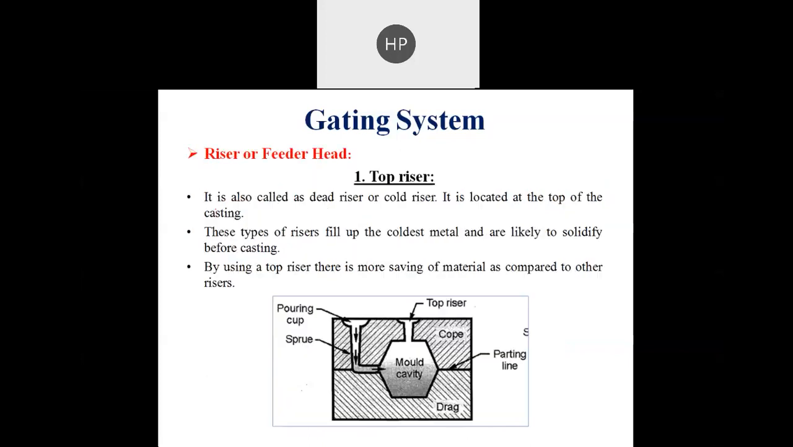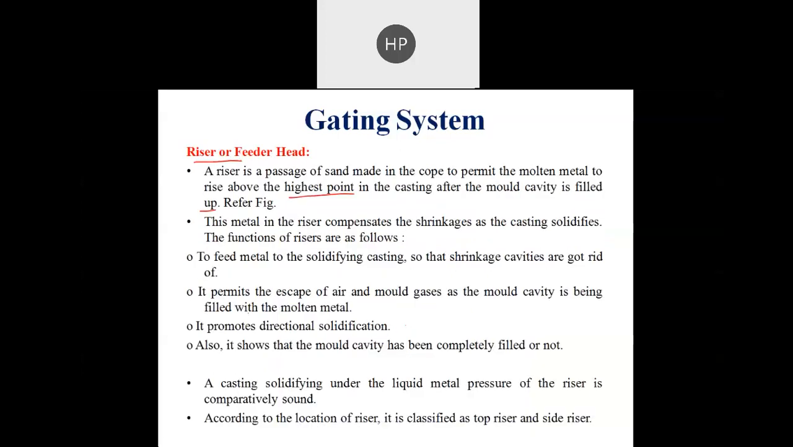If you see in this figure, suppose this is the pouring basin, this is the sprue, this is the runner, through which the molten metal is filled. And after filling, the metal will rise up to the highest point into the riser. This metal in the riser compensates the shrinkage as the casting solidifies.